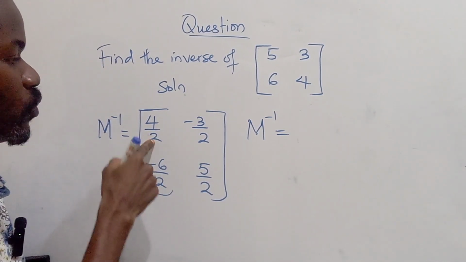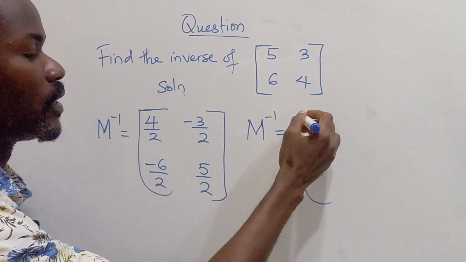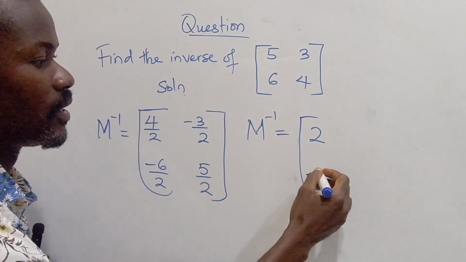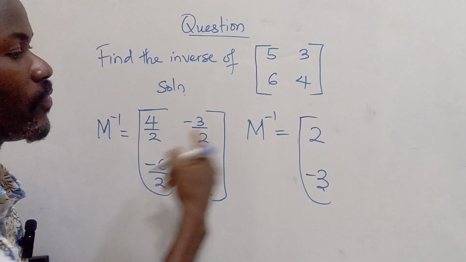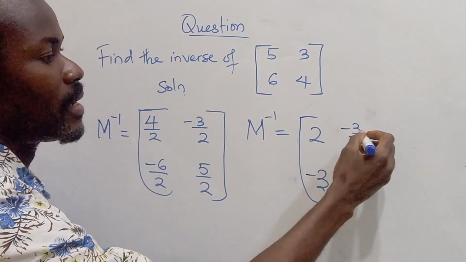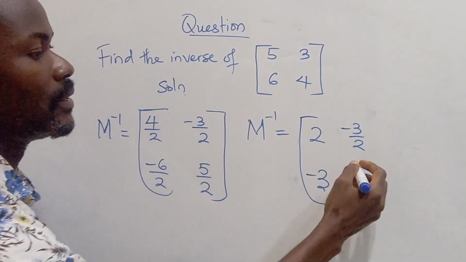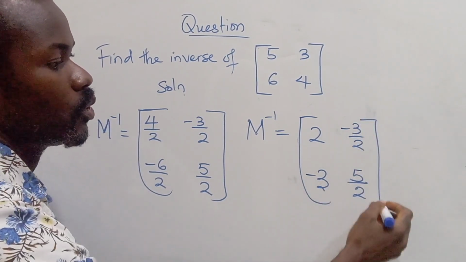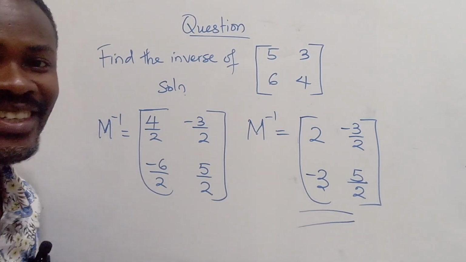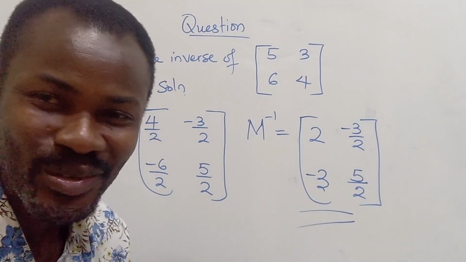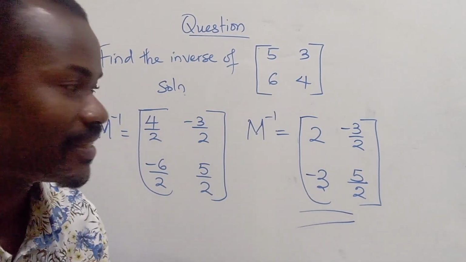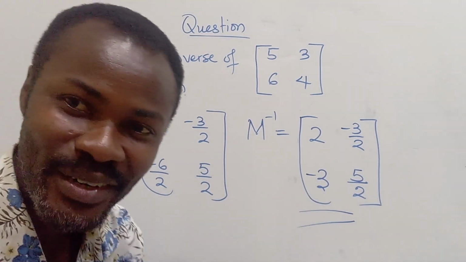Now let's quickly divide them to see our final answer to this problem. 4 divided by 2, we are going to get 2. Minus 6 divided by 2, we are going to get minus 3. For this, we can leave it like that, so minus 3 over 2. And for this, we can leave it like this, 5 over 2. So this gives us the simple solution to this problem. The inverse of N for this matrix is this that we have on the board.